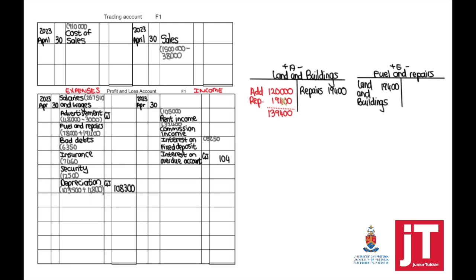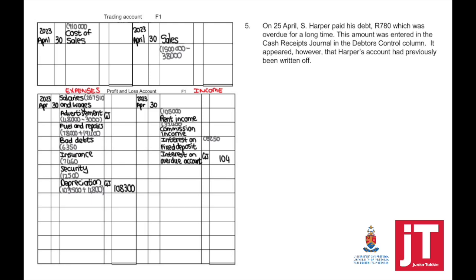Adjustment number 5. On 25th April, S. Harper paid his debt, $780, which was overdue for a long time. This amount was entered in the cash receipts journal in the debtors control column. It appeared, however, that Harper's account had previously been written off. So if we're looking at what has been done correctly, yes, the business received money, so it should go into the cash receipts journal. But what was done incorrectly is we've shown that the debtor made a payment of $780.